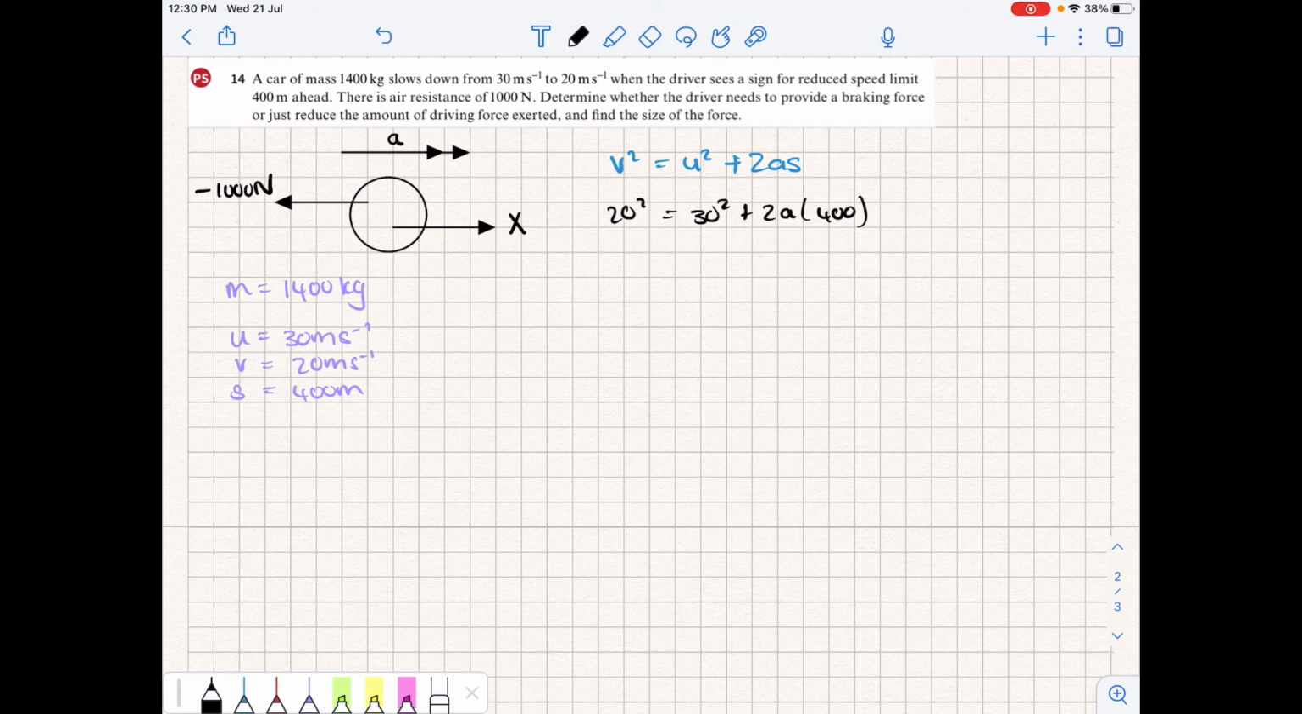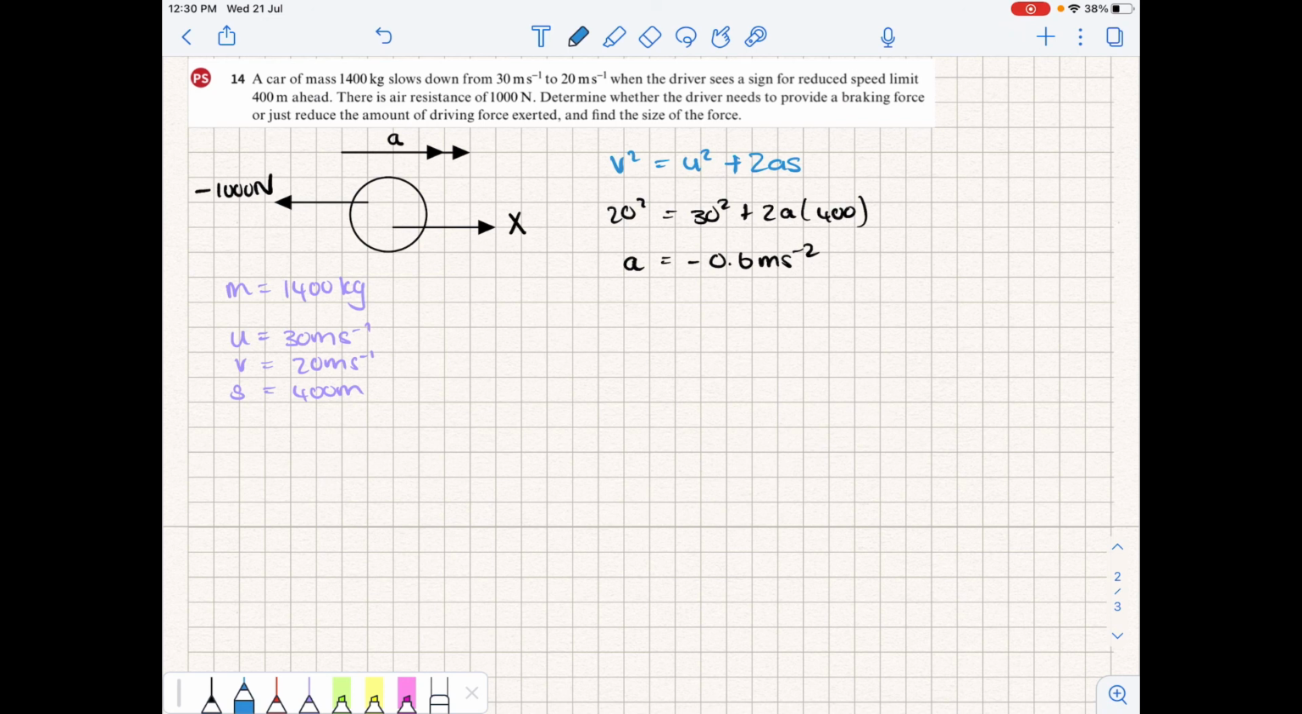Okay, this is going to give me an acceleration of minus 500 over 800. So this will be minus 0.6 meters per second squared. Okay, and that makes sense based on the direction we have called positive. In order to reduce speed, there must be some deceleration. Okay, so now we have our acceleration amount.